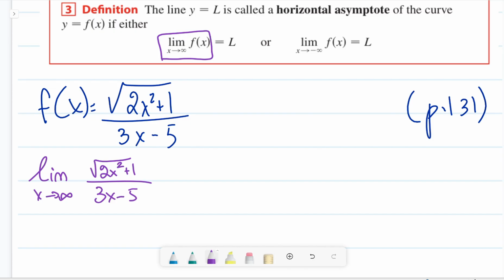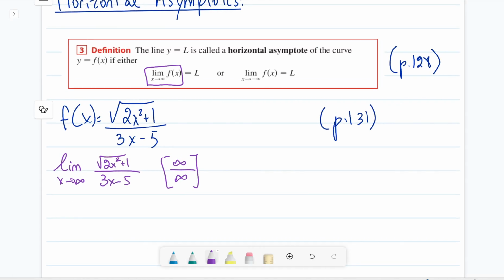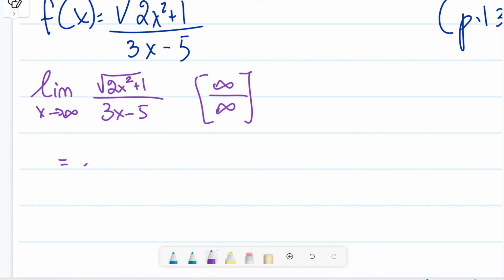In the numerator, 2x squared, so it's 2 times infinity squared plus 1, and then we square root it. Even if we square root infinity, it will still be infinity. So in the numerator, we have infinity. And in the denominator, 3 times infinity minus 5, so it's also infinity. This is what happens if we plug in. Because of that, this limit, when we get infinity over infinity, this indeterminate form, we should factor out the largest power of x.